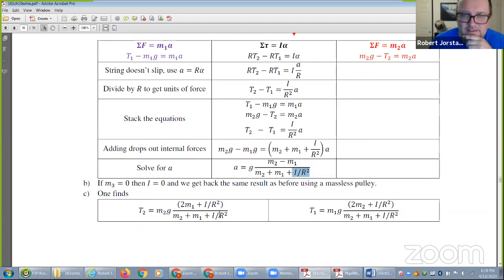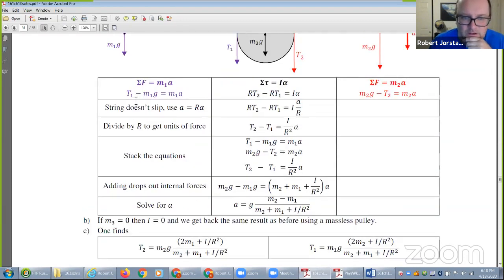All I did was back sub. So right, tension 2 right here. Once I know what A is, I could take this A, plug it into here, and shift this over and solve for T2. It's pretty boring, but it could be done. And you get this result.